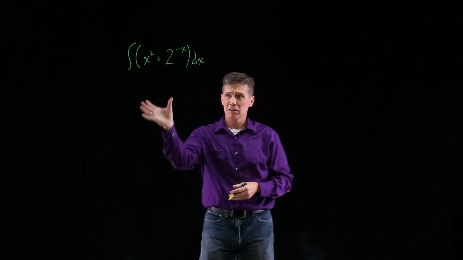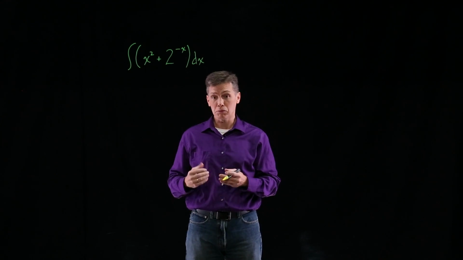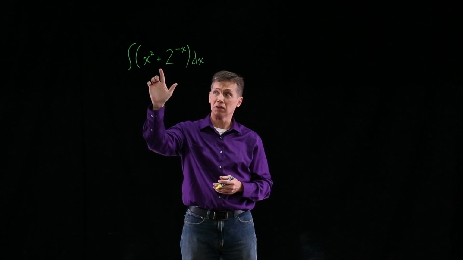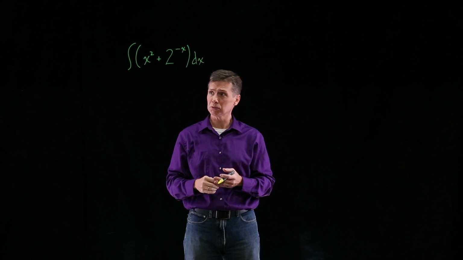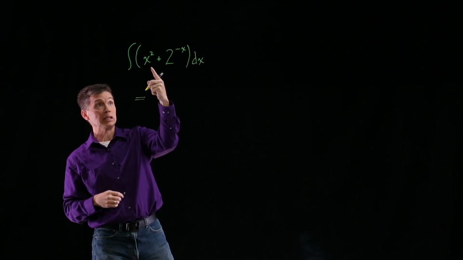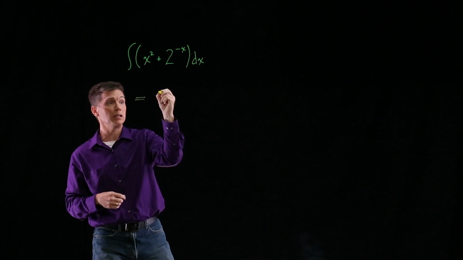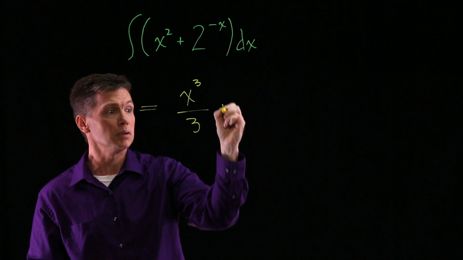Okay, in this problem, they just ask us to find the indefinite integral. You can see overall it's just a sum inside, so you know the deal. The integral of a sum is the sum of the integrals. So I would start off by saying equals, and anti-differentiate my x squared, I just bump up a power and divide by that same number.